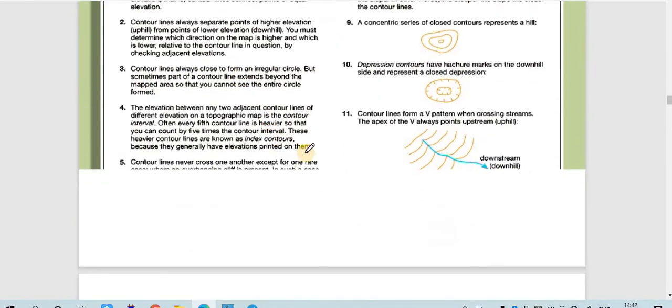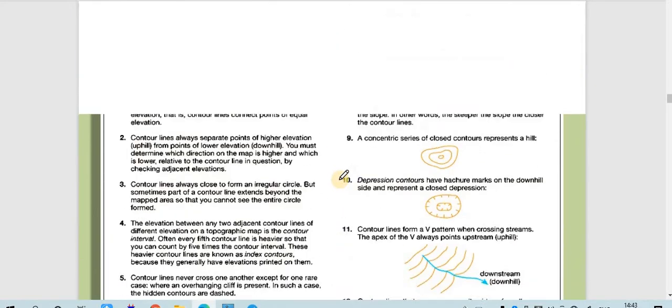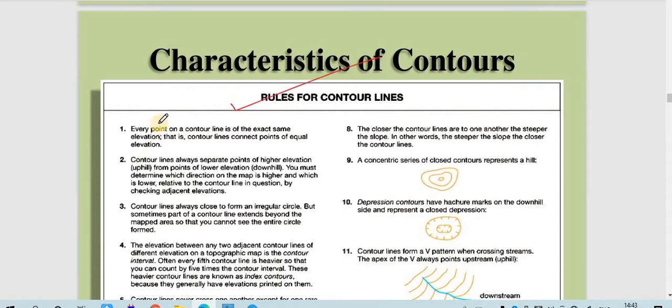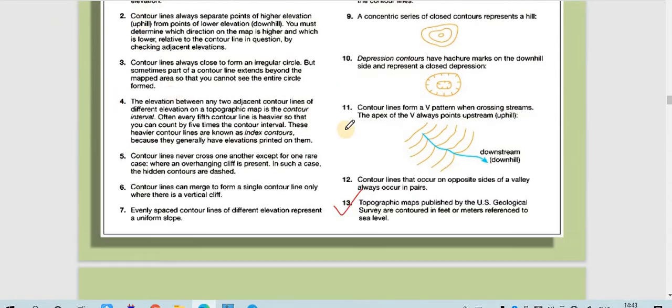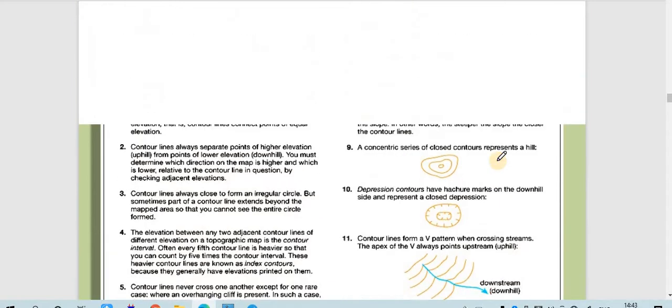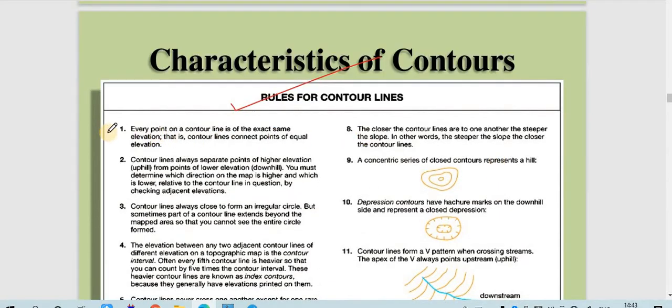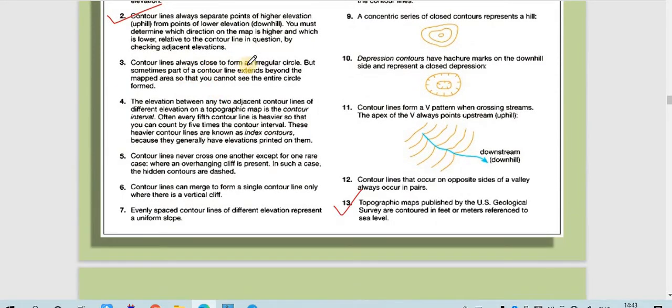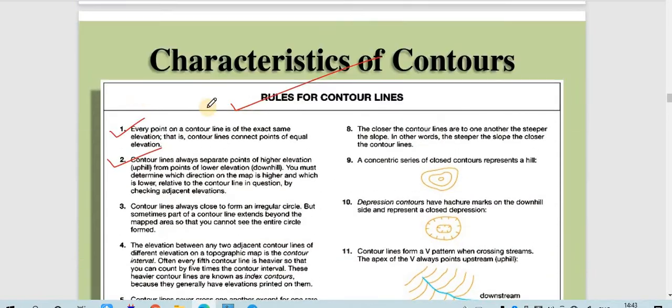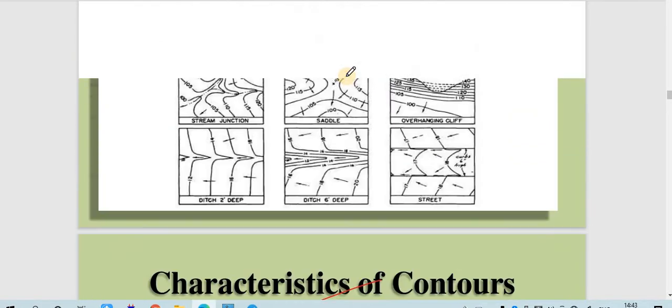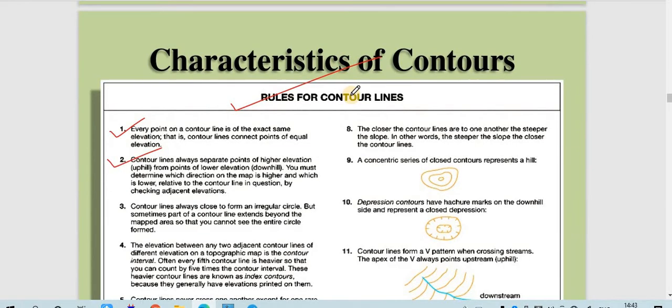So these are the 13 characteristics or the rules of the contour line. This you must read before going further. Every point on the contour line has the same and exact elevation. Contour lines always separate points of higher elevation from points of lower elevation. You must determine which direction of the map. Basically these are all the characteristics which we have studied above. So before going further, take a screenshot of this and try to read all this.